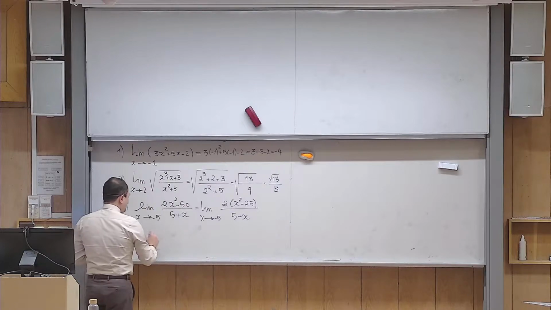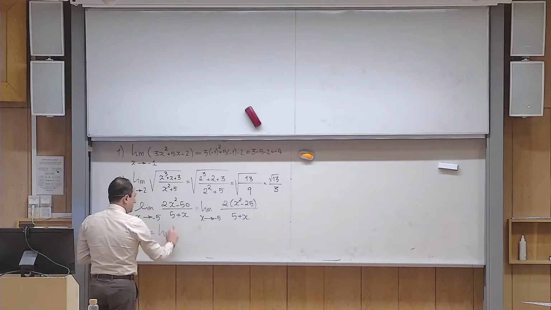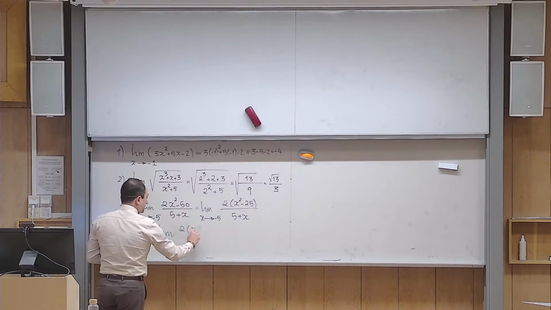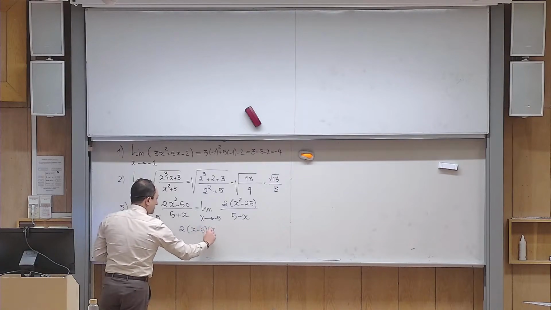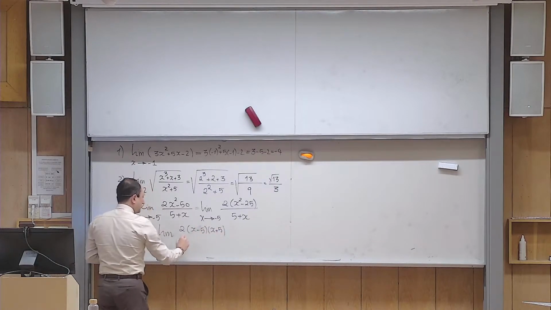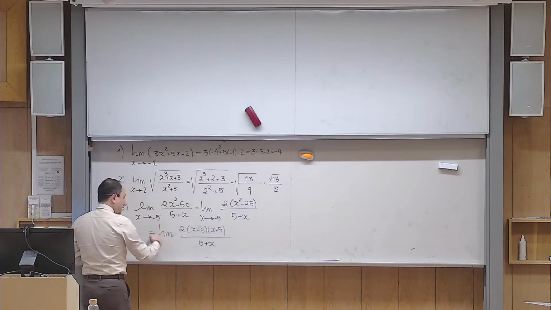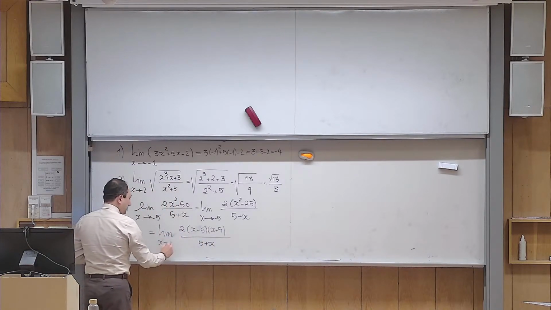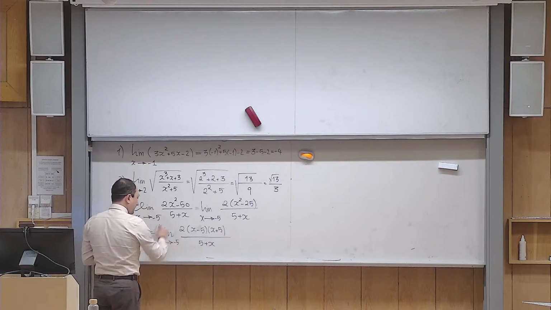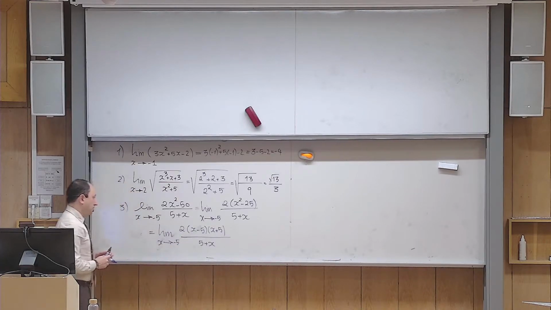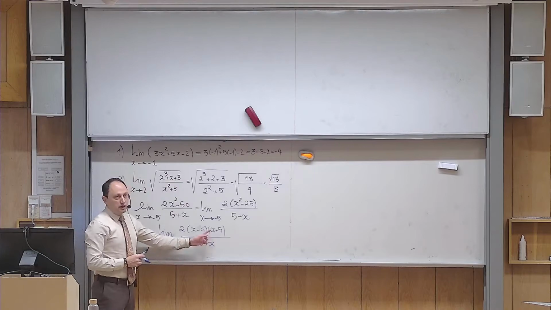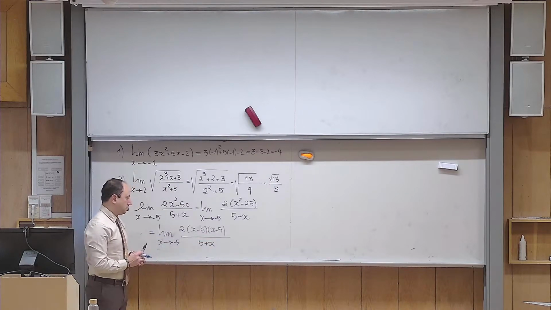This is just a conjugate pattern, so this becomes the limit 2, and I factorize it, x minus 5, x plus 5, and then divided by 5 plus x. And by the way, you see that I am still keeping this symbol, x goes to minus 5. You have to write this down. But you see that 5 plus x and x plus 5 are exactly the same.